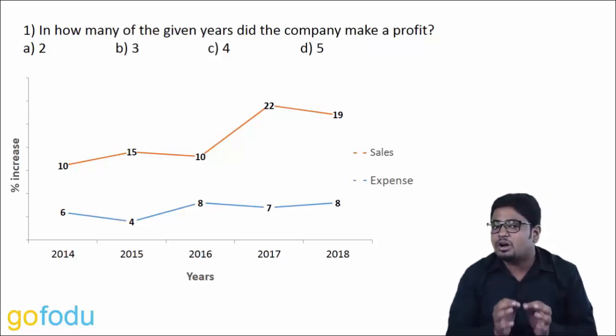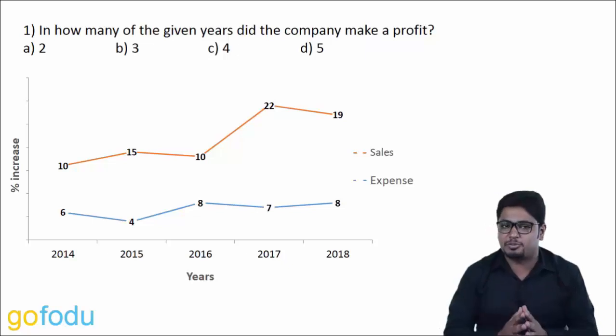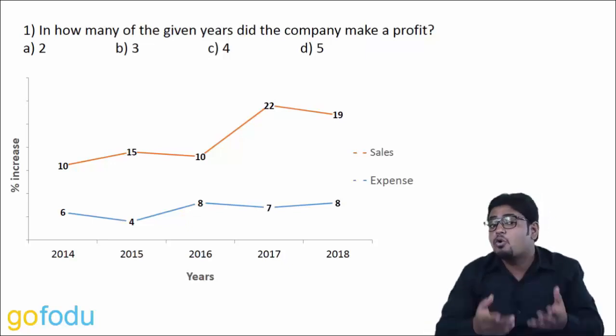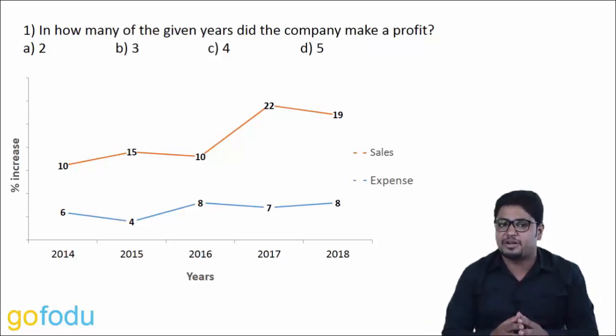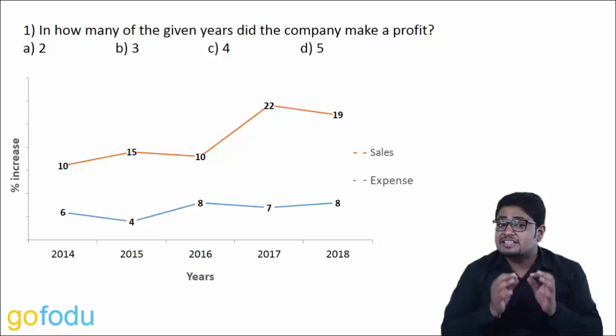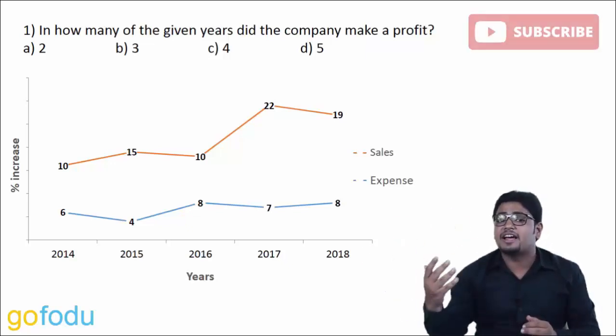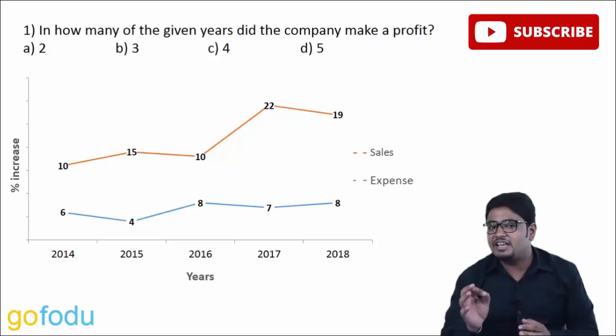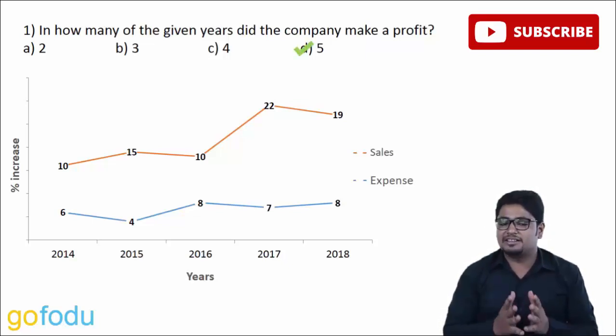Now it is given that the company made a profit in the year 2013. That means in 2013 sales was more than expense. Sales was bigger than expense. And after that, in each of these 5 years, percentage increase in sales is more than percentage increase in expense. That means sales will always be bigger than expense. So, without any second thought, we'll mark D as our answer. That is, in all the given 5 years, the company made a profit.